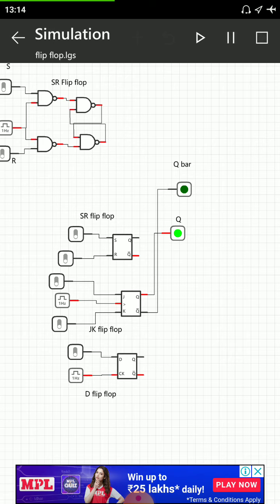Now when the K input is high, you can see Q bar is high, your reset state. This is again a stable state. If I made K 0, you can see this is in reset position. So both the states are stable, whether it is 1 or whether it is 0.